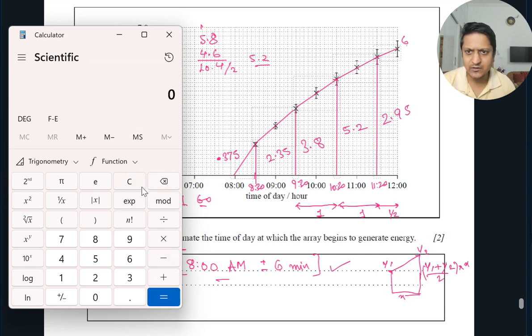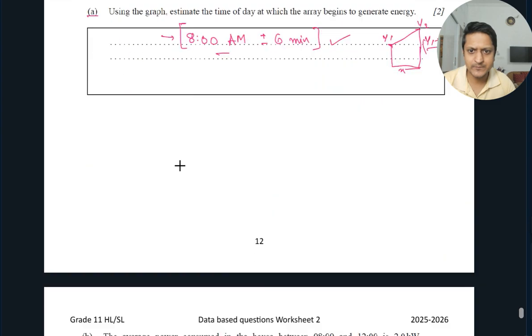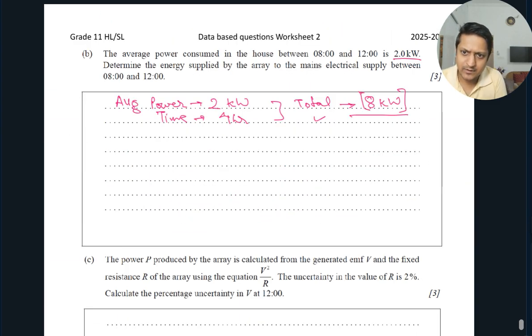So we will now add up all the segments. 0.35 plus 3.8 plus 5.2 plus 2.95. So this is 14.67. So the area is 14.67, that is kilowatt hour.